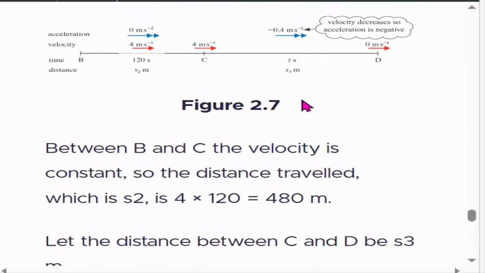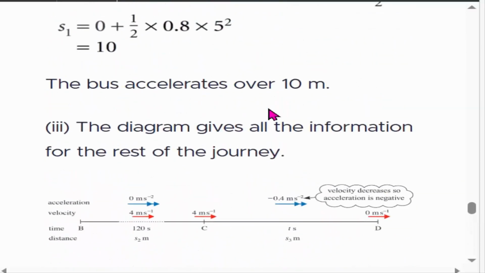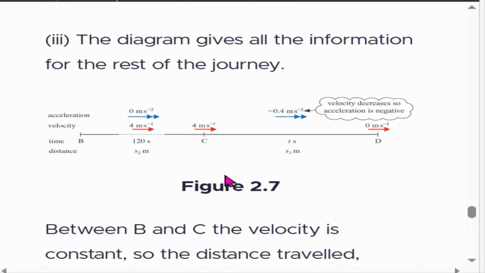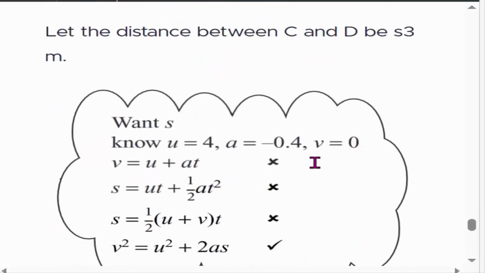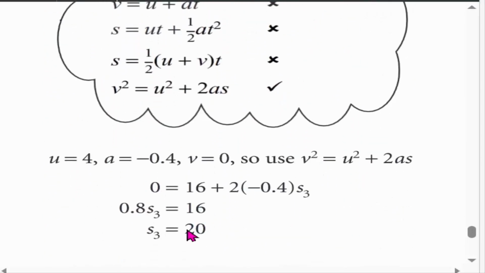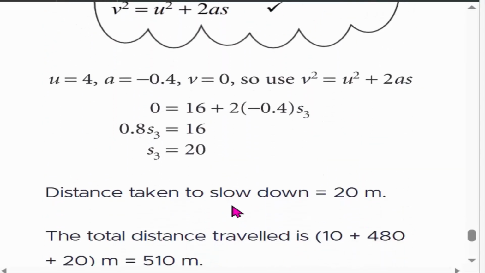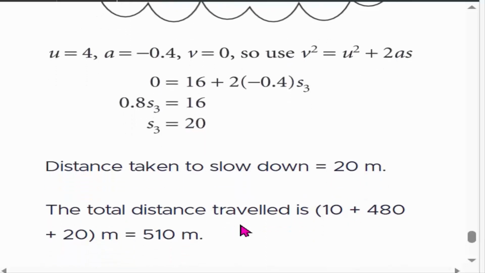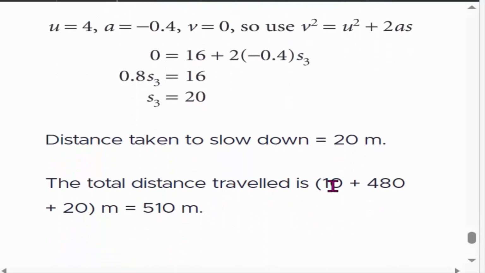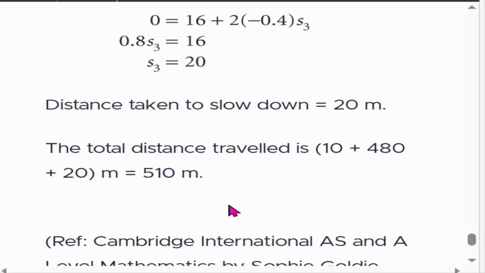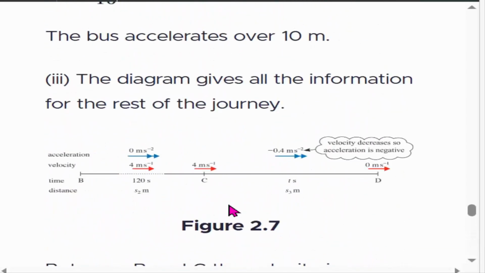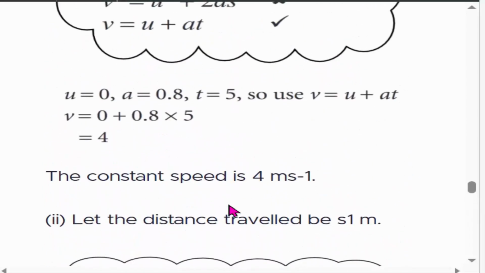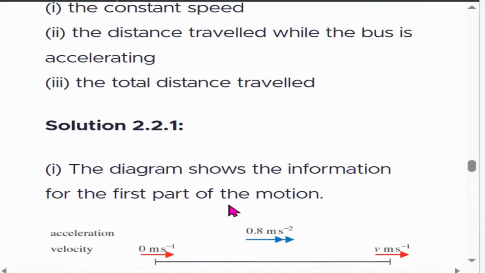So we found s1 was 10 earlier, s2 from B to C is actually 480 meters, and s3, now it decelerates for 20 meters. Distance taken to slow down is 20 meters. Therefore, the total distance traveled is equal to 10 (s1) plus 480 (s2) plus 20 (s3), 510 meters. So these are the questions asked. I think this is the final part of the question. It asks us to find the total distance traveled.